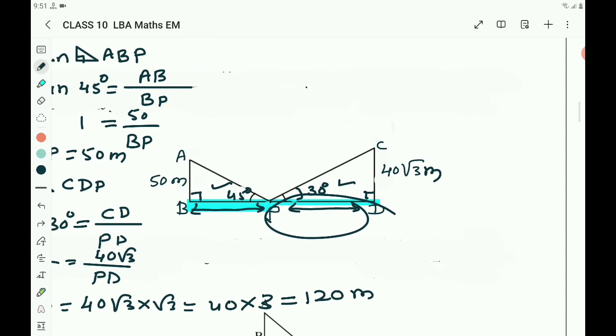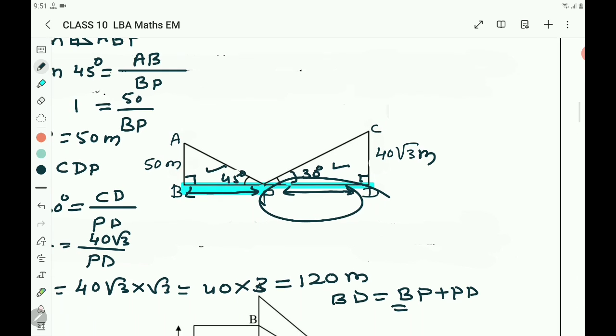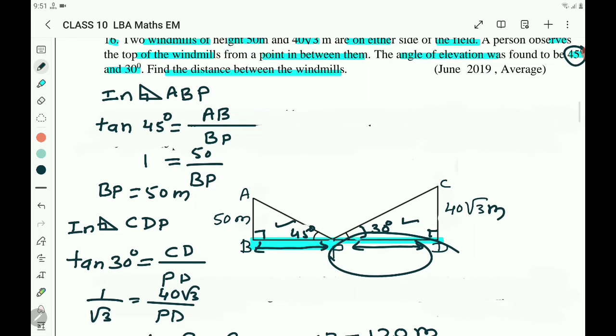Then you write BD is equals to BP plus PD equals what? BP is 50, PD is 120 equals what? 170 meter. Then you write in the sentence, the distance between the windmills is 170 meter. Write the answer at the end. What is the answer we have to write? The distance between the windmill is 170 meter.